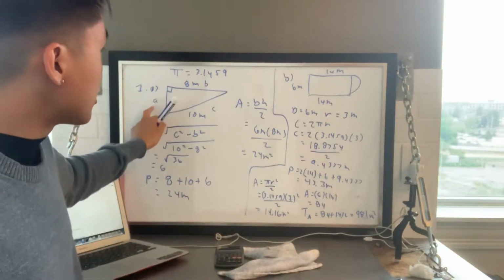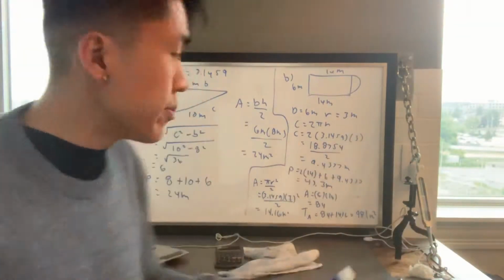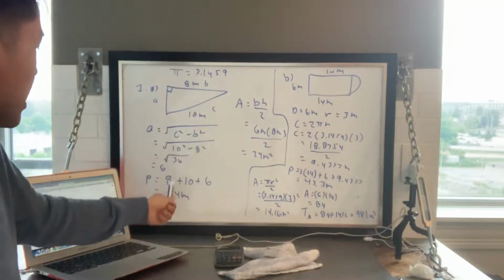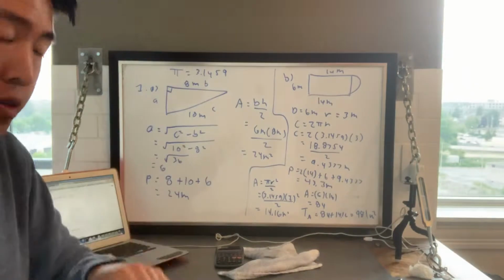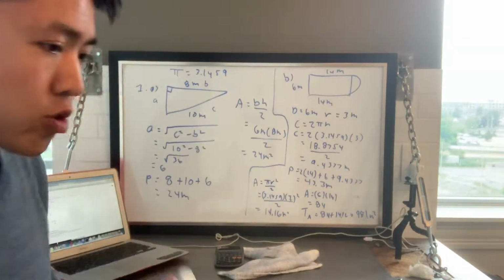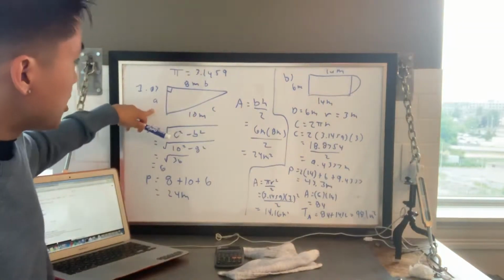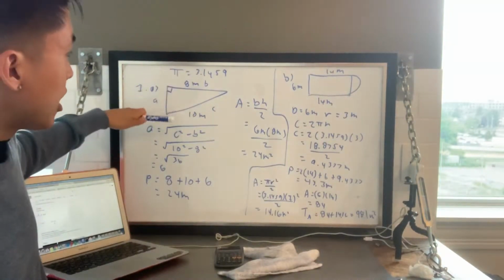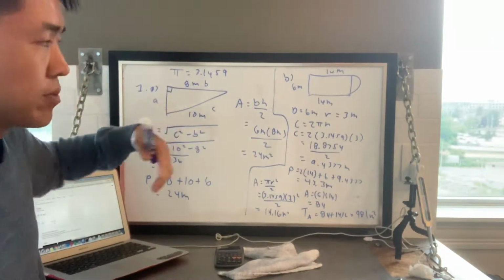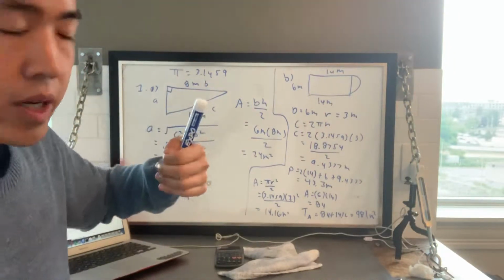So now that we know this last side, we can first find the perimeter. 6 plus 8 plus 10 is 24 meters. So that's the perimeter. Now the area of a triangle is base times height divided by 2. It doesn't matter if you choose this to be your base or this to be your base, because either way you're multiplying these two numbers, 8 and 6, okay?